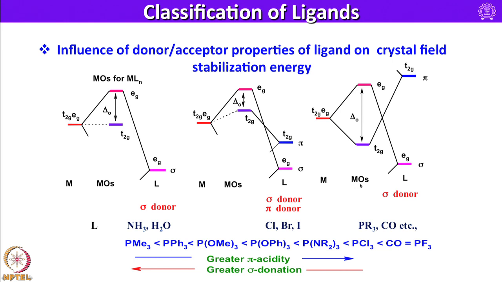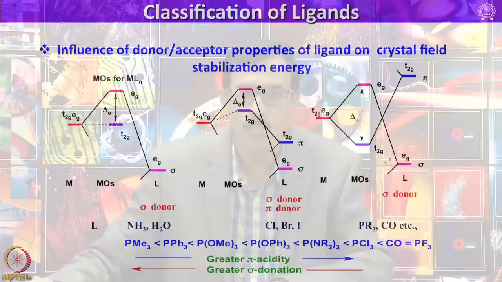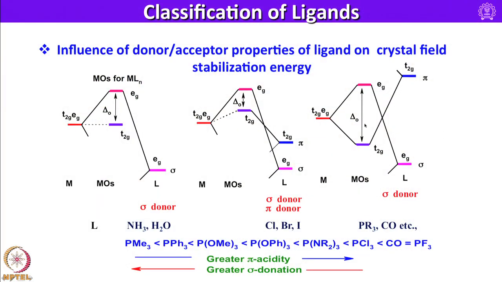The third class of ligands are essentially sigma donor and pi acceptor. These types of ligands are phosphines, carbon monoxide, N-heterocyclic carbenes, olefins, pyridyl ligands, etc. So, they have low energy filled sigma orbitals and high energy empty pi orbitals. In this case, what happens, you can see CFSE remarkably increases. So, this is how the sigma donor and pi acceptor ligands stabilize metal complexes in their low valent state.